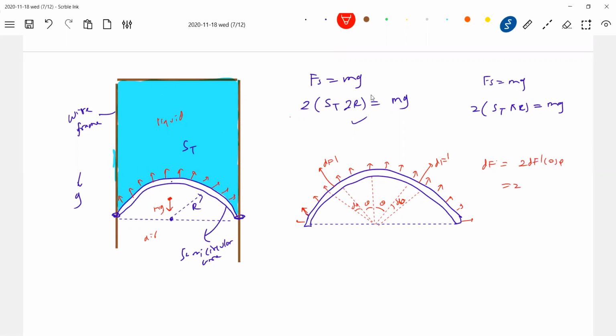What is dF dash? dL into surface tension, into cos theta. dL is what? R d theta. So 2 S T R cos theta d theta, from 0 to pi by 2. And tell me, from where will pi r come?